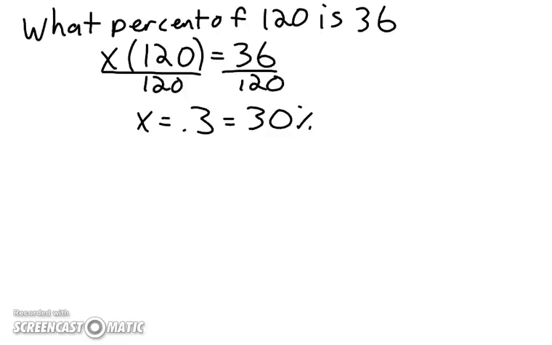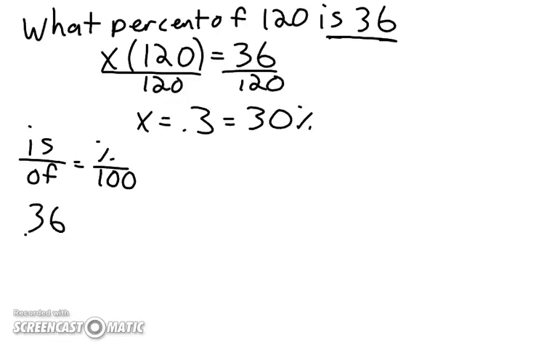Now the other way to do this is by using the proportion is over of equals percent over 100. In this case, the is is the one that's followed by 36 right there. So 36, the of, the one that follows of is 120, so over 120 equals percent. Well, we don't know what percent, that's what we're looking for, over 100.